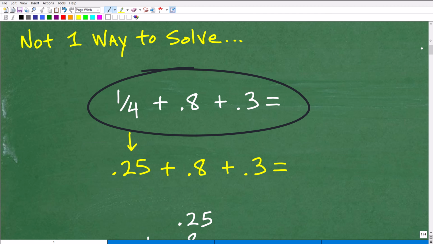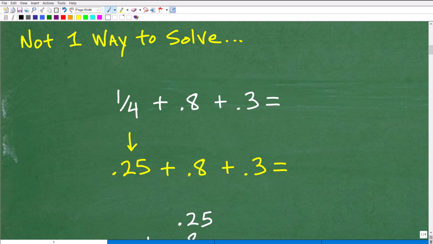Okay, so 1/4 plus 0.8 plus 0.3. And the great thing about this problem is there's not just one way we can do this, okay? So we're dealing with fractions and decimals. So you kind of have a choice, right? And both ways are perfectly fine.